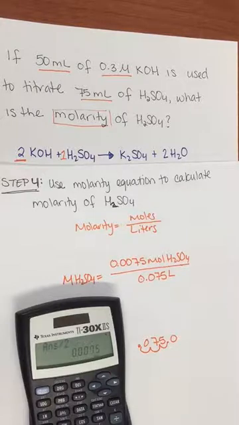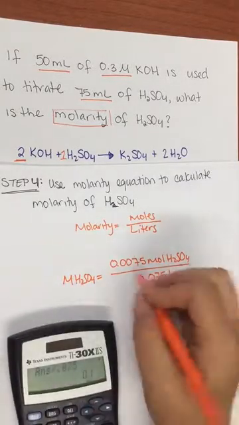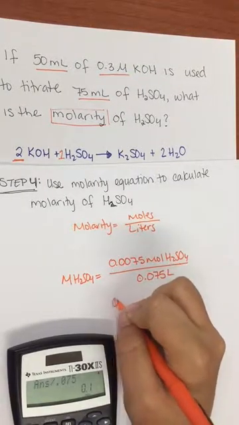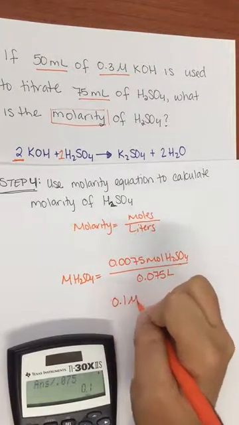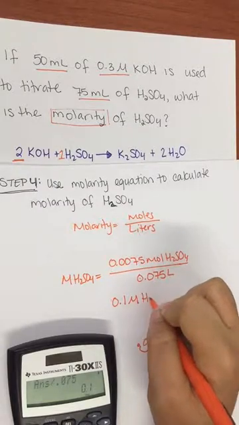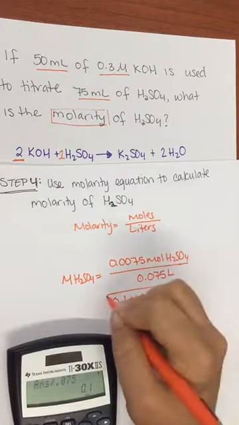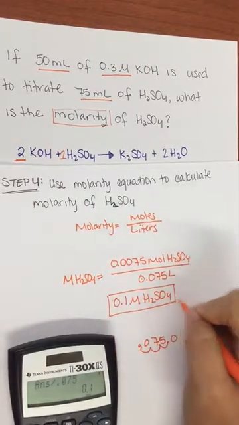So 0.0075 divided by 0.075. My molarity is 0.1 molar H2SO4. That is my final answer.